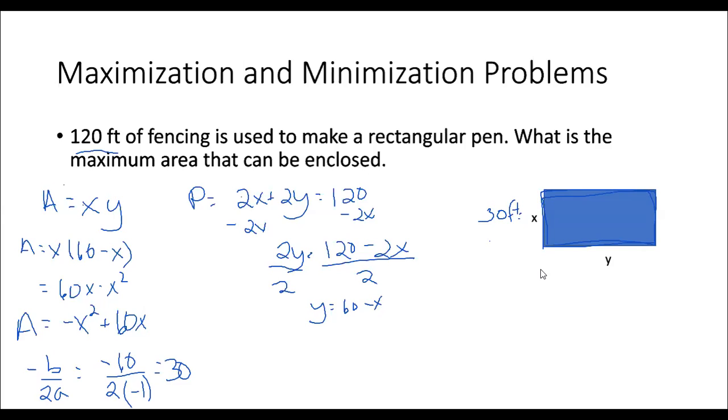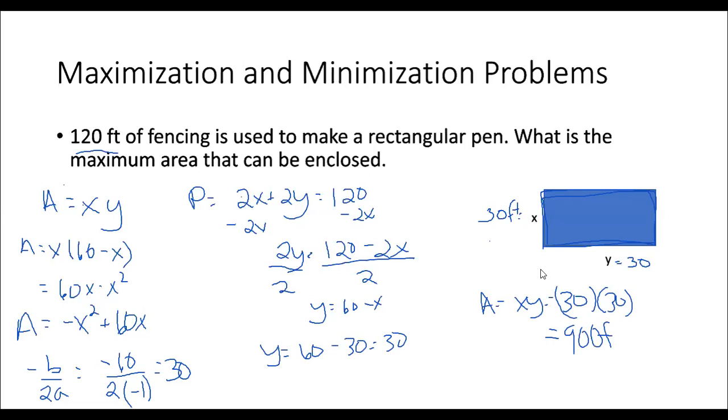Our y is 60 minus x. So here y is going to be 60 minus 30, which is equal to 30. And now our area is going to be x times y, which is equal to 30 times 30, or 900 square feet. So that's our maximum area that we can create with the fencing that we have.